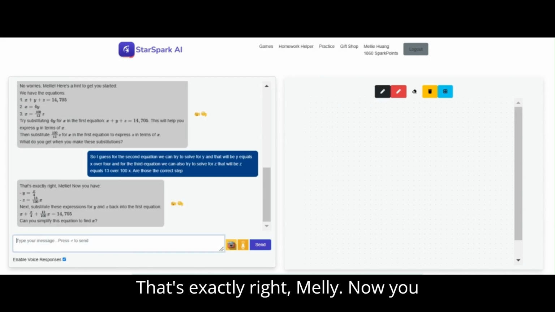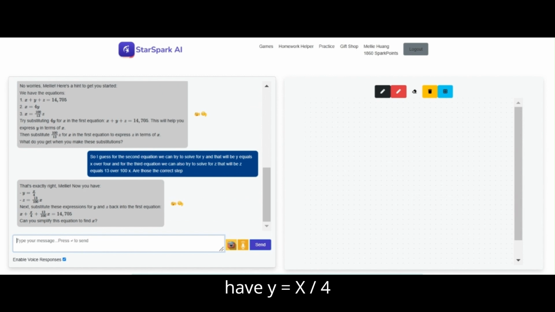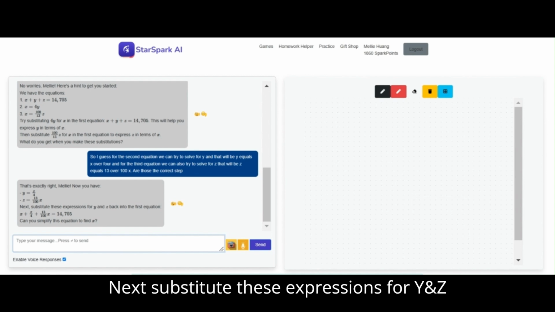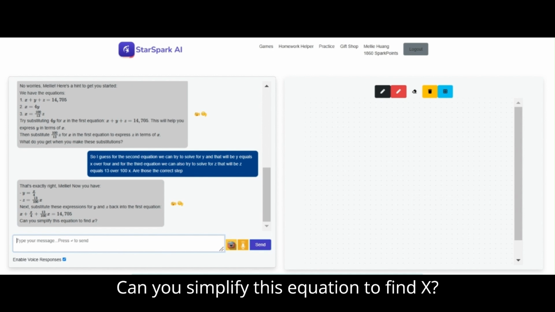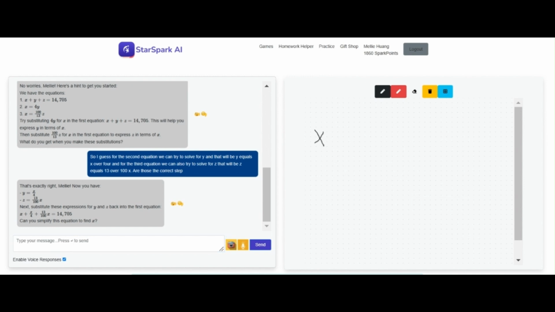That's exactly right, Mellie. Now you have y equals x divided by 4, and z equals 13 divided by 100 times x. Next, substitute these expressions for y and z back into the first equation: x plus x divided by 4 plus 13 divided by 100 times x equals 14,705. Can you simplify this equation to find x?